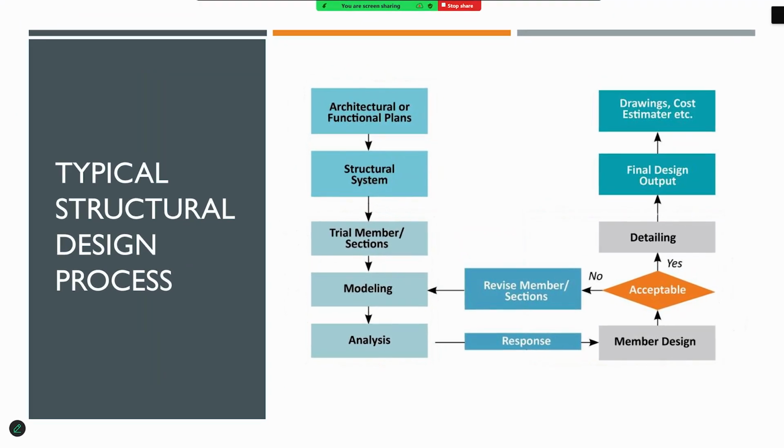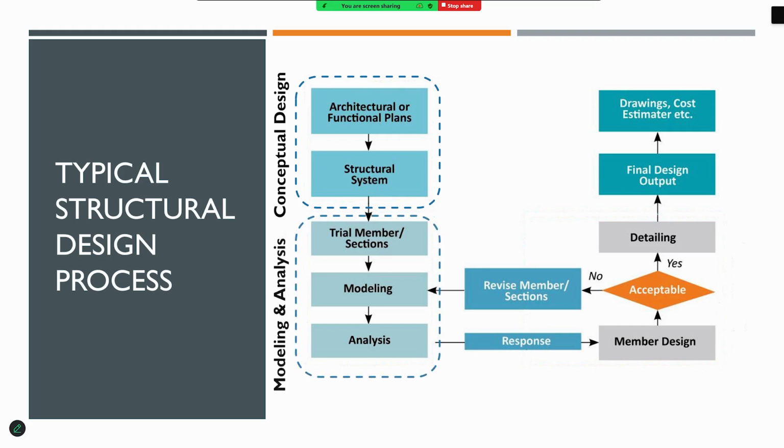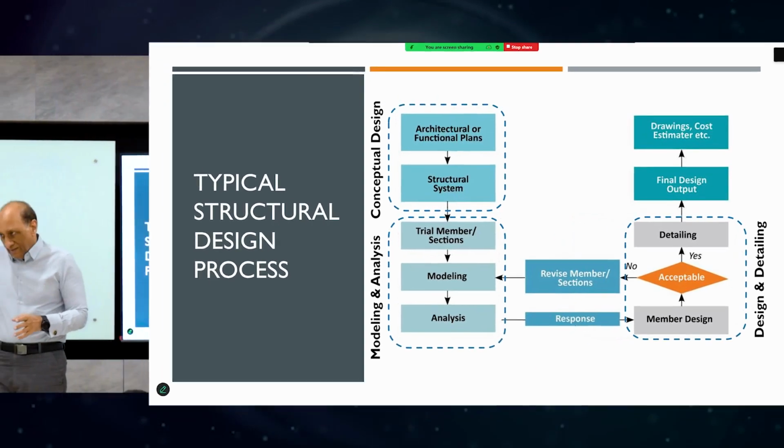And then we go to that. This part is called conceptual design, and this part is called modeling and analysis. This is called design and detailing, and then we go on. In big projects, in big firms, these are normally done by three different teams. Senior people do the conceptual part, then an analysis specialist does the analysis, and the design specialists do the design, and drafting is done by still another group.